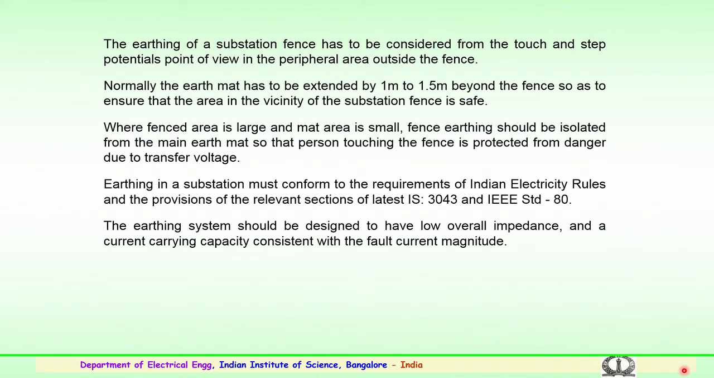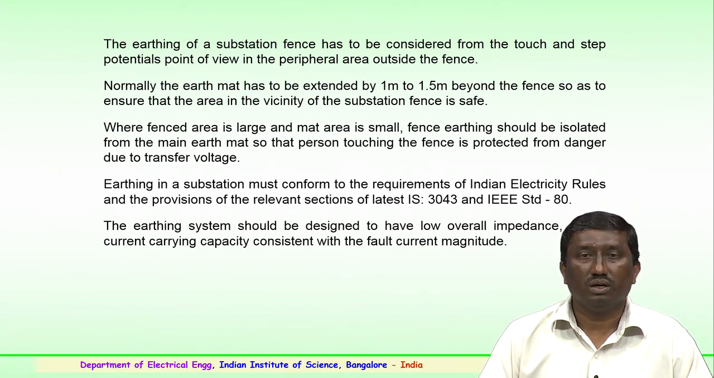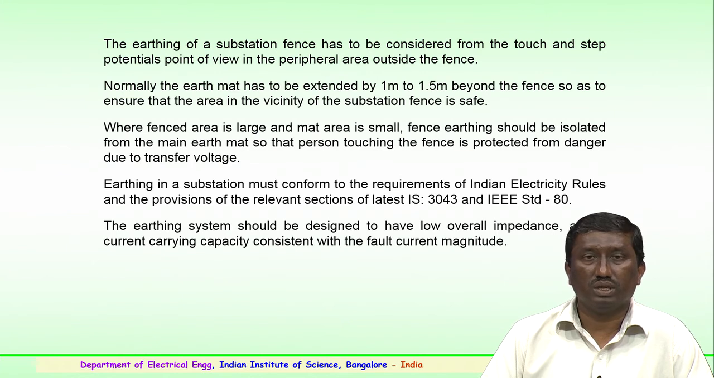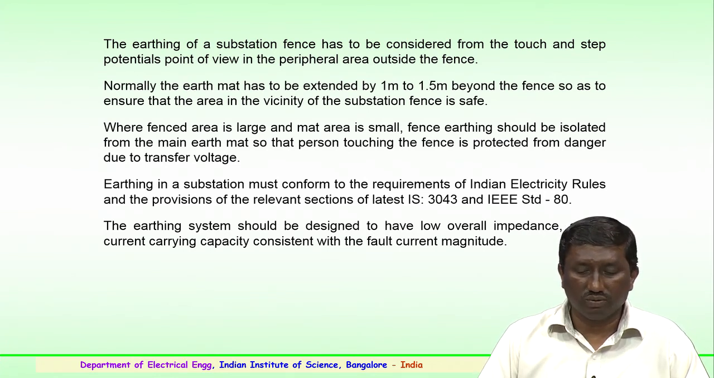So, the earthing of a substation fence has to be considered in case of the touch and step potential. Here the point of view is the periphery area outside the fence. So, usually the earth mat could be extended by 1 meter to 1.5 meters beyond the fence. This will help to ensure the area near the vicinity of the substation fence is safe for the operation personnel. So, when the fenced area is very large and the earth mat area is very small, the fence earthing should be isolated, very important, from the main earth, that is the main earth which is connected to the equipments and the entire substation, so that the person touching the fence is protected from the danger due to the transfer of voltage or because of the step potential.